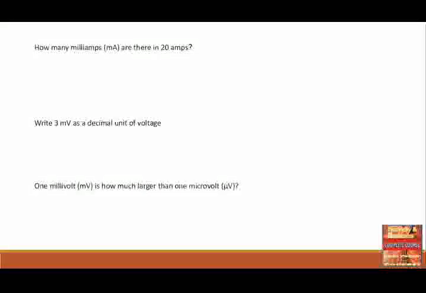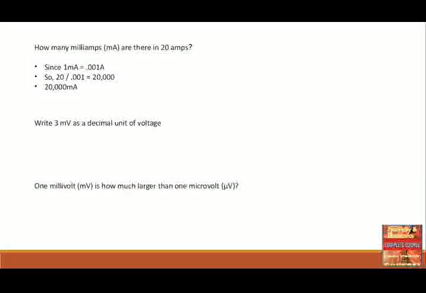How many milliamps are there in 20 amps? To get the answer for that, since 1 milliamp equals 0.001 amp, all you have to do is divide 20 for the 20 amps into the milliamps, which is 0.001. And when you divide, you get 20,000. So there are 20,000 milliamps in 20 amps.